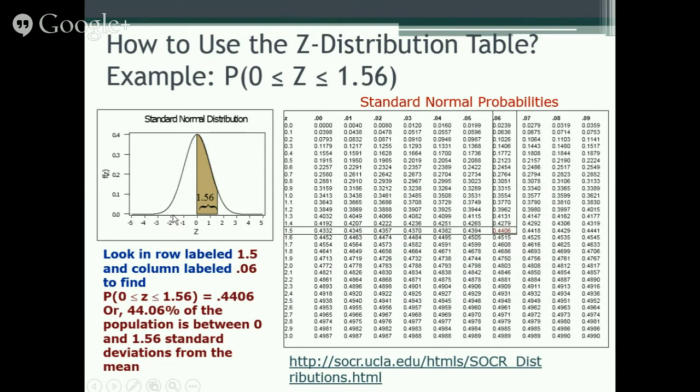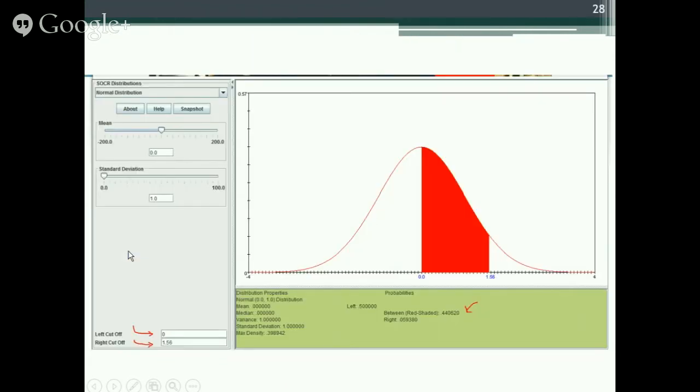Conversely, we can do the opposite if we were looking back from the other side of the population. So we would just subtract, so that would be negative. We could subtract that out if we were doing less than or equal to.